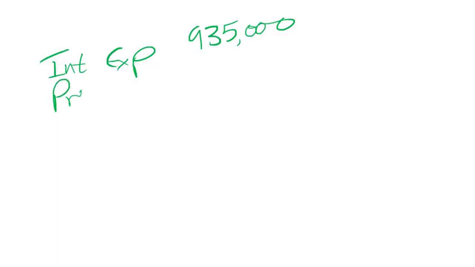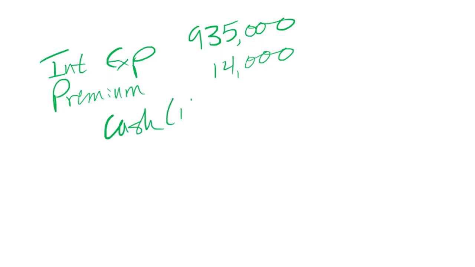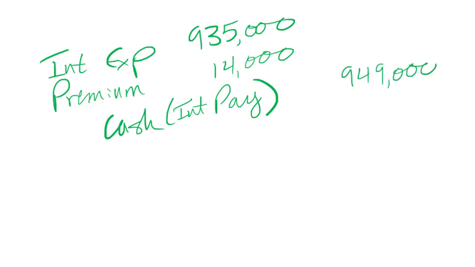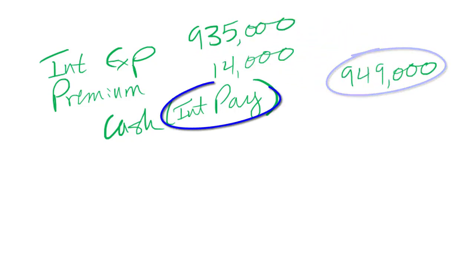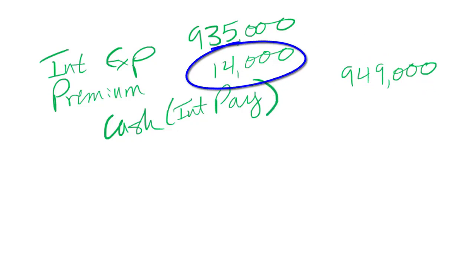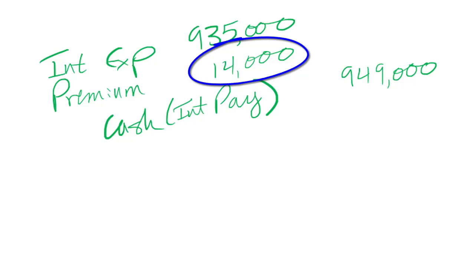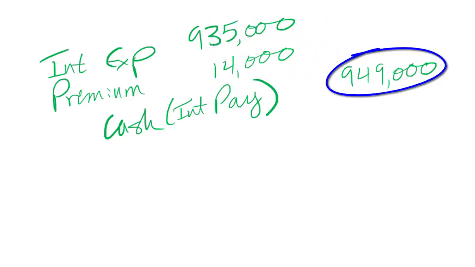So premium. And the credit would be to cash or perhaps interest payable for the balance. So 935, 14,000, 949. So if I think about this, I've got interest expense already in my income statement, but I want to turn it into cash flow. And I've made some of that adjustment by accounting for this interest payable. But I also need to account for the premium because that also helps me convert from interest expense to the cash I actually paid. So let's go ahead and put that premium in there.